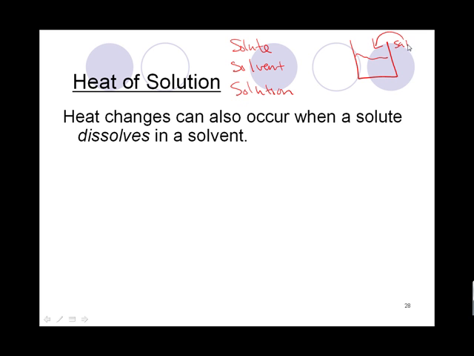When you add salt to it, the solute is the salt, the thing that you have less of. The water is the solvent, which is the thing that you have more of. And solution is the mixture of the salt and the water. So heat changes can occur when a solute dissolves in a solvent or when things dissolve in water. Let me come back to this a little bit further once I give you an example of what I'm talking about.